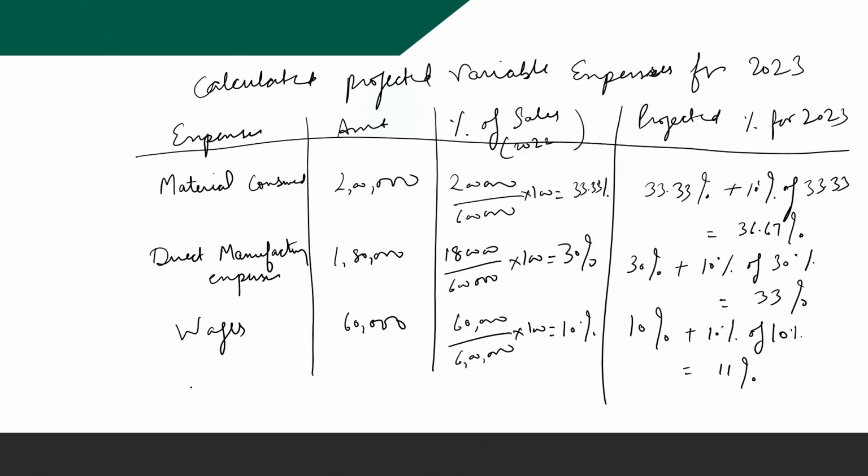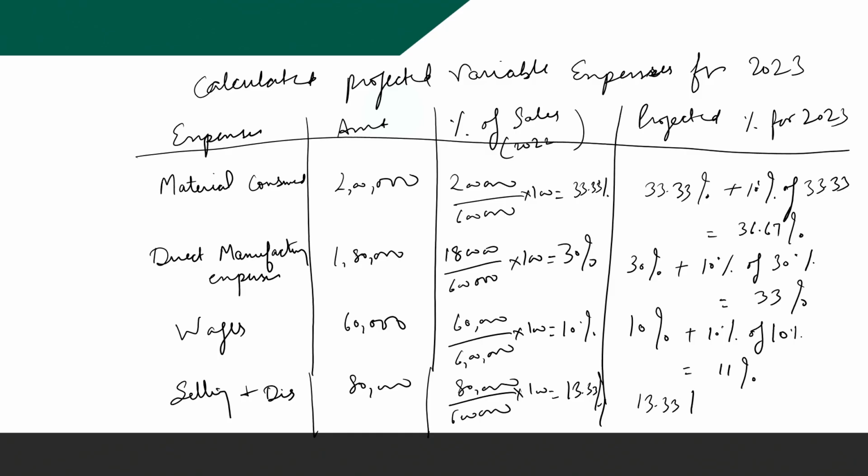And then the next is given selling and distribution, which is 80,000 rupees divided by 6 lakh, comes to 13.33%, and after adding again the 10% of the same, we reach the figure of 14.67%.